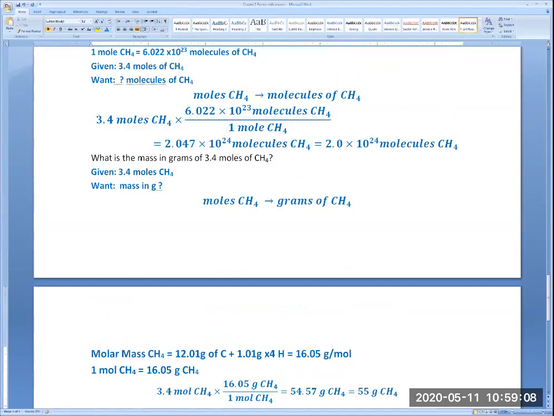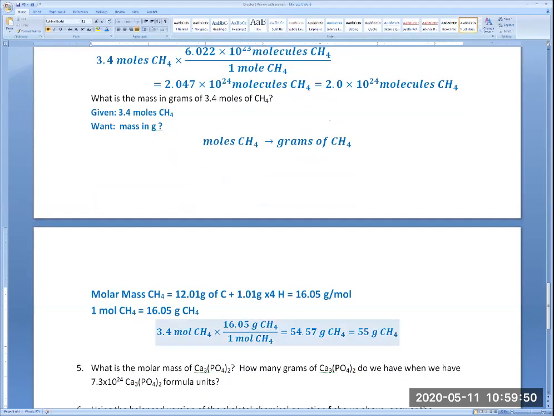By the way, are these answers making sense? If we look at 1 mole of CH4, it's about 16 grams of methane. By the way, CH4 is methane, natural gas. Now we have 3.4 moles, so almost 3.5 moles. So you should have a mass that is about 3 or 4 times the molar mass. And 16 times 4 is about 55. So that's making sense. When you are finding grams, it should be a reasonable number like this.